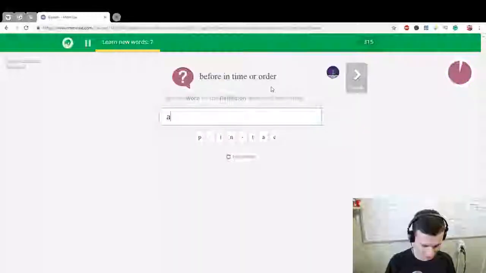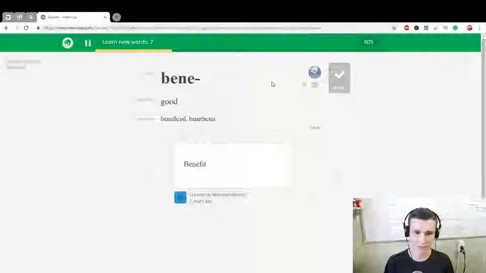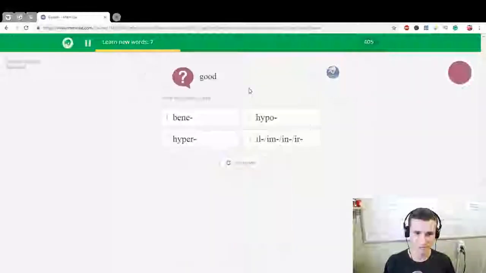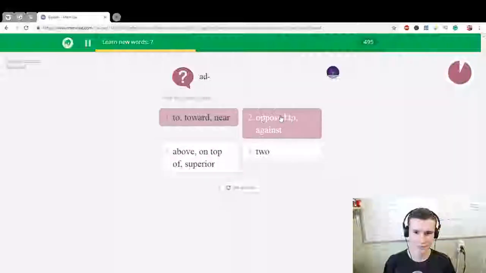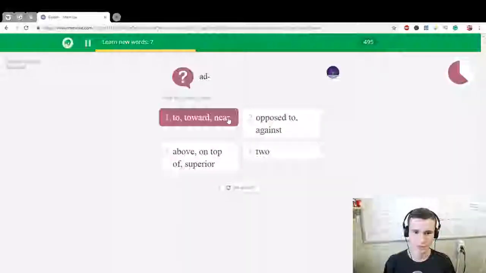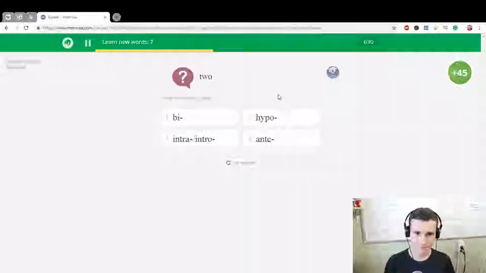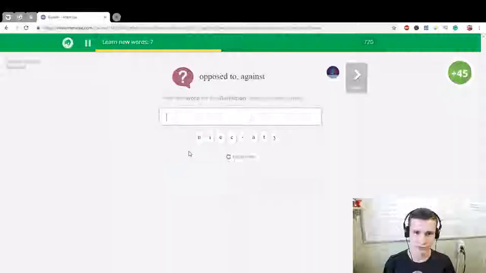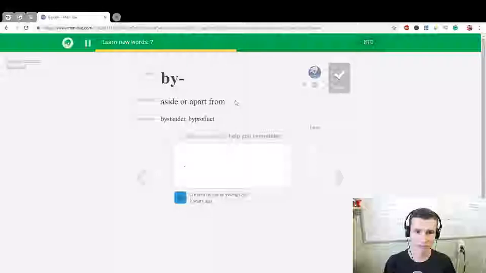Ante: before in time. An: without. Bene: good, like benefit. Bi: two, like bicycle. Bene is good, an is without, ad is to, toward, like advertisement. Benefit is good. By: aside or apart from, like bypass, bystander, byproduct.